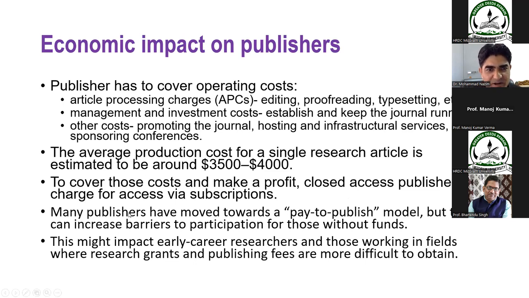Publishers have to cover operating costs, which is not important for us, but the average production cost for a single research article is estimated to be around $3,500 to $4,000. To cover those costs and make a profit, closed access publishers charge for access via subscriptions. Many publishers have moved toward a pay-to-publish model, but this can increase the barrier to participation for those without funds. This might impact early career researchers and those working in fields where research grants and publishing fees are more difficult to obtain. So there are still problems.